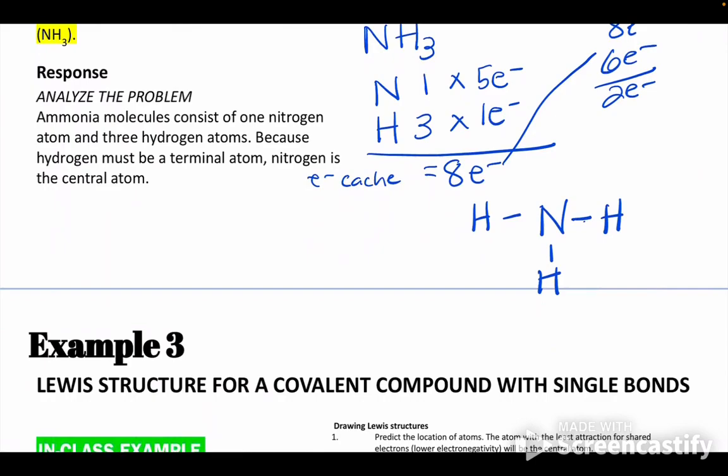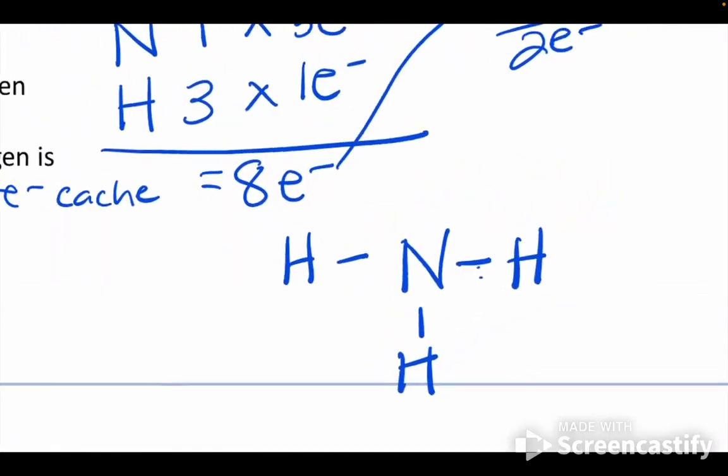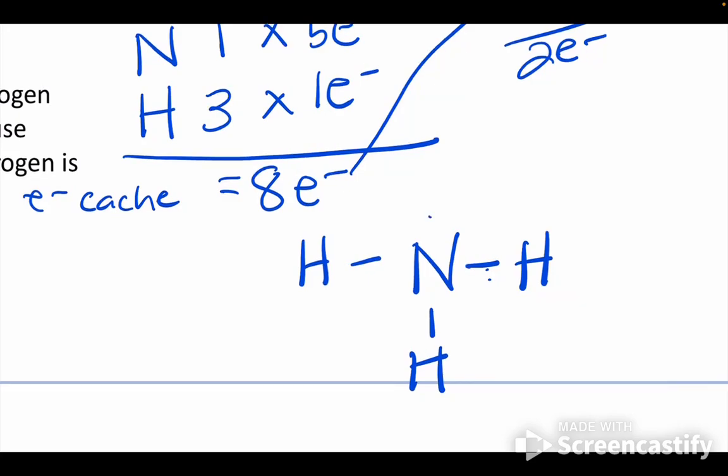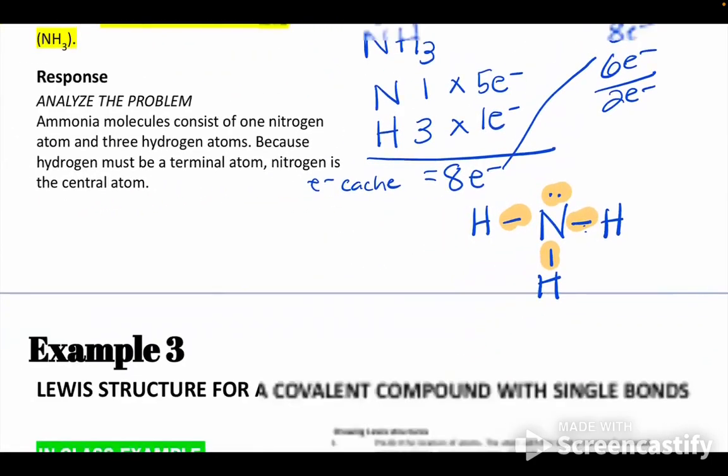And I'm not going to place them on the hydrogens because the hydrogens are already stable. They don't have an octet, but they have 2 electrons, which is like helium. So they are just fine. So these extra 2 electrons are going to go here. And then you can just evaluate. Nitrogen has 2, 4, 6, 8. And then each of the hydrogens has 2, which is stable.